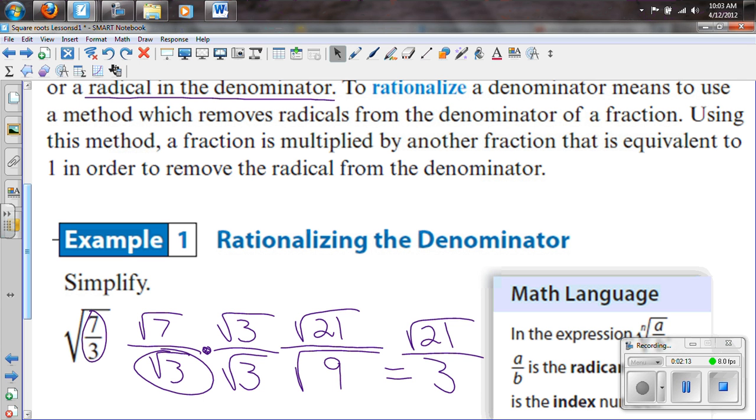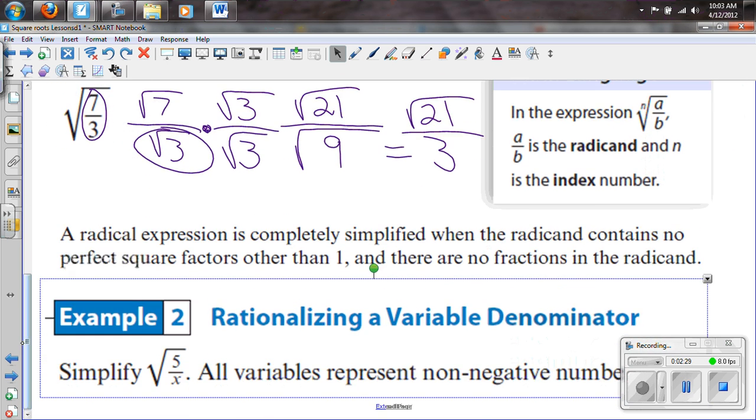Now we no longer have a radical with a fraction in it, or a radical in the denominator. We've made it simplified so that we don't have either one of those two things, and so that's as simplified as it needs to be. A radical expression is completely simplified when the radicand contains no perfect square factors other than 1, and there are no fractions in the radicand. So we don't want any fractions inside. Up here again, we don't want any fractions inside, and we don't want to leave this square root of 9. We want to change that into the 3. So we want to actually take the square root of 9.